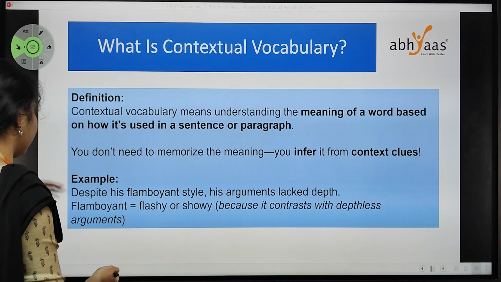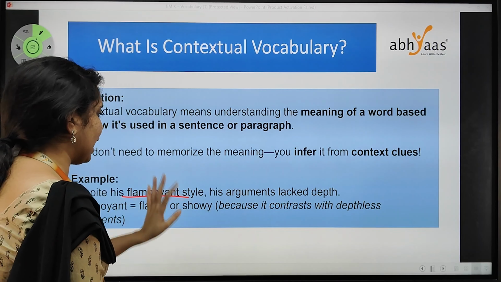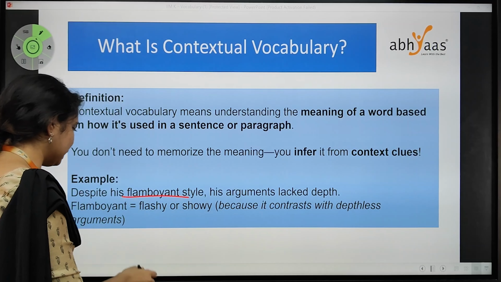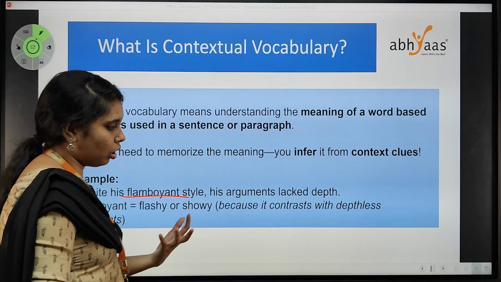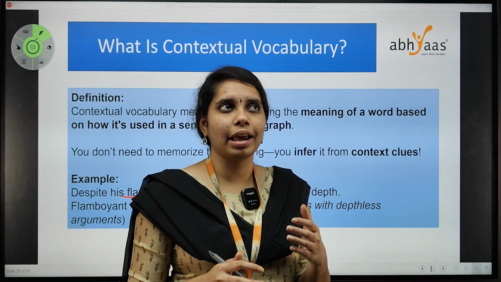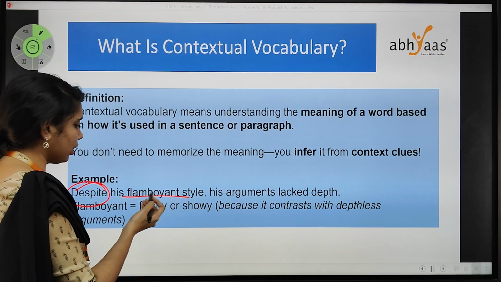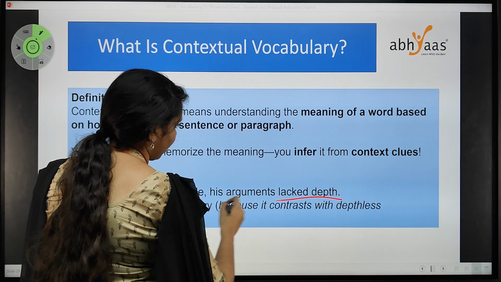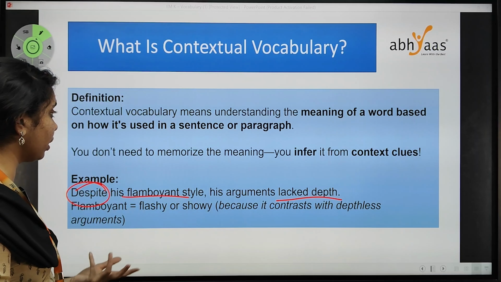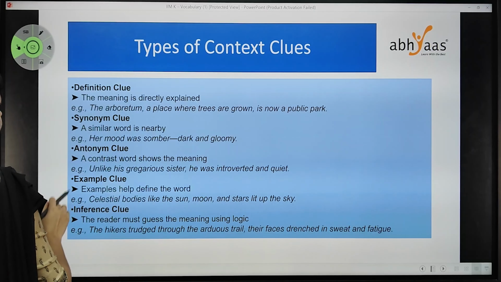For example, let's see here. Despite his flamboyant style, his arguments lacked depth. What is the meaning of flamboyancy? If they ask you the meaning of flamboyancy, flamboyant usually means flashy or showy. Matlab, he was so showy, he was so flashy with all these things, but actually the arguments lacked depth. With the use of despite here, you can understand that this is something in contrast to what is being said here. Okay. So like that you try to decipher the meaning, right? So let's look at some more questions now.